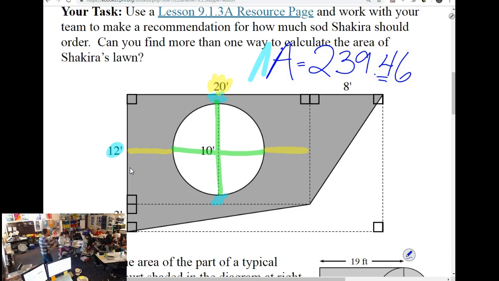Okay, I'll give you 4 more minutes to figure out how to get to that answer. If you got that answer, I want to encourage you to try to figure it out a different way, an alternative way. I'm giving you 4 more minutes. Just talk with your team. Start writing your song in your head.